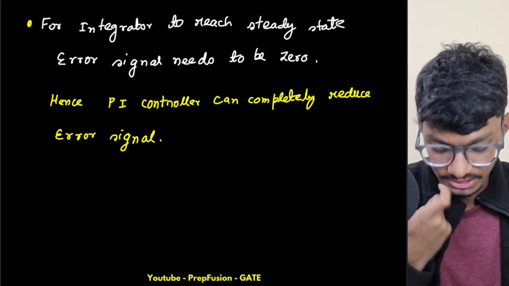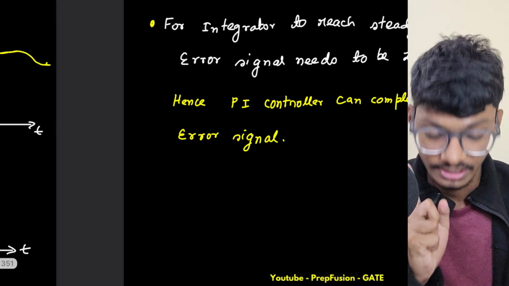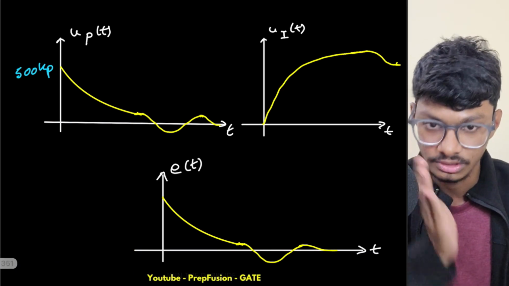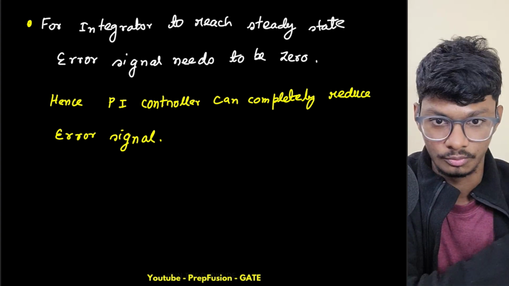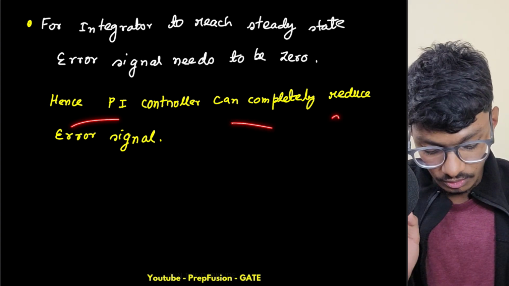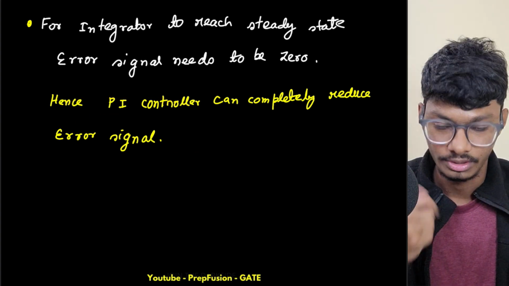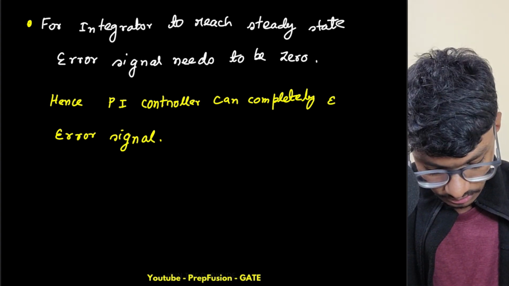Basically what I said is, for the integrator to reach steady state, the error signal needs to be 0. If the error signal input to the integrator is 0, then only the area will be constant, hence the integrator will give some constant output. It will reach steady state. So for the PI controller, it can completely eliminate, not just reduce, the error signal.